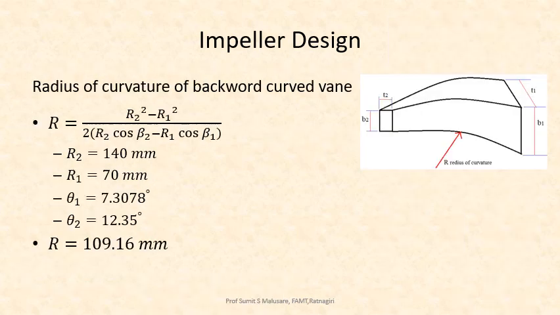Now the radius of curvature of the backward curved vanes. Whatever the backward curved vanes are there, I have to find out the radius of curvature, and this is a standard formula, you can get it from the Modi text.